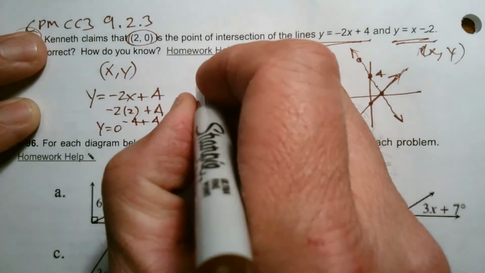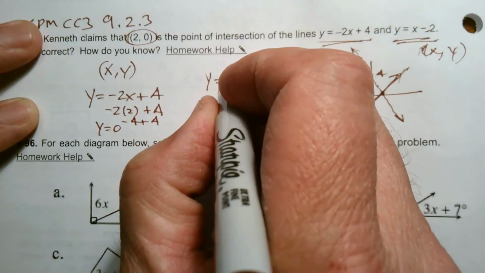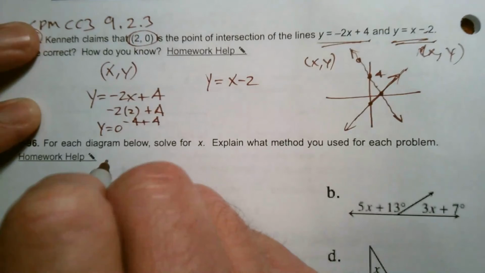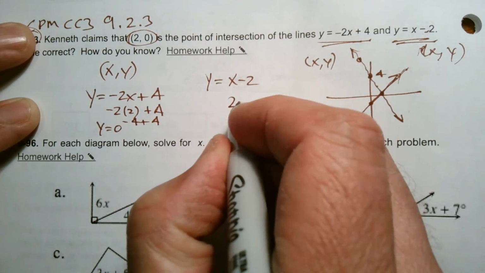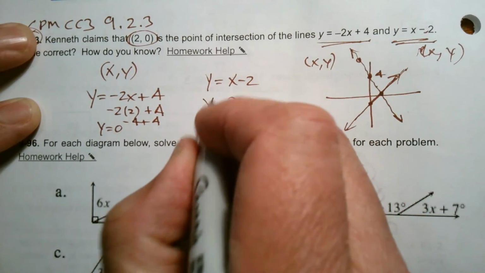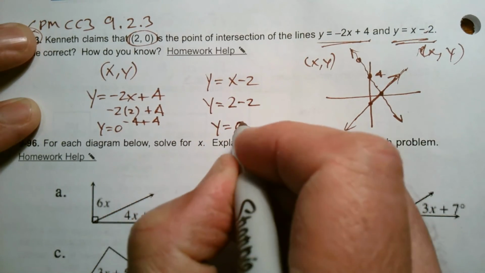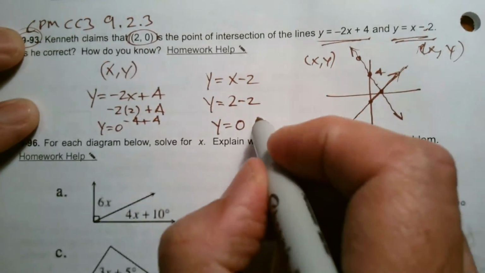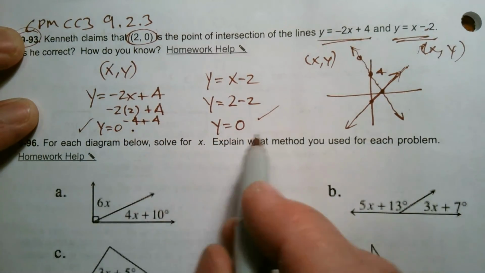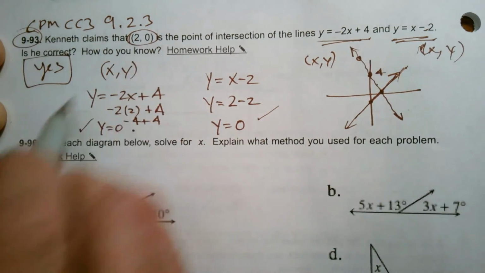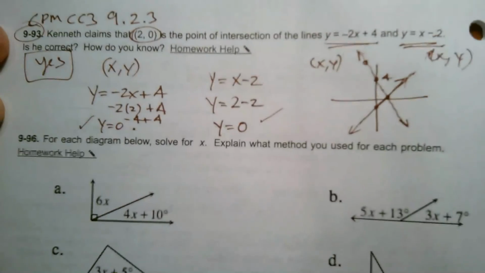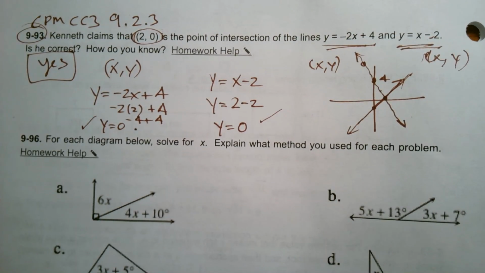So let's check this one. y is equal to x minus 2, so when I plug in 2 for x, 2 minus 2, what do we get? 2 minus 2 is 0. So sure enough, yes, it works for both equations. Therefore, yes, he is correct. It is the solution to that system of equations. Okay, there we go.